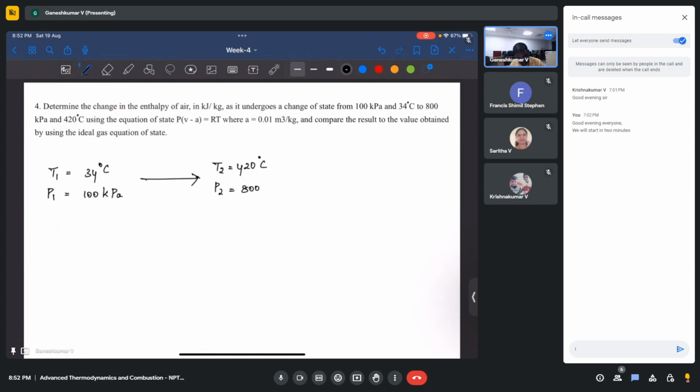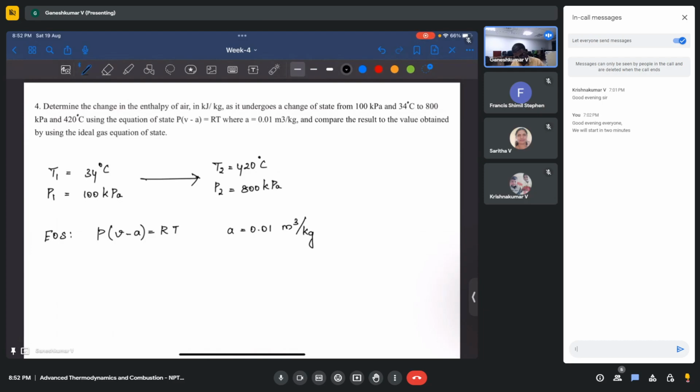800 kilopascal. And this gas is not an ideal gas, so the equation of state changes. The equation of state becomes something like P times (V minus A) equals RT, where A is also given. A is nothing but 0.01 meter cube per kg. This is the equation of state for this gas.